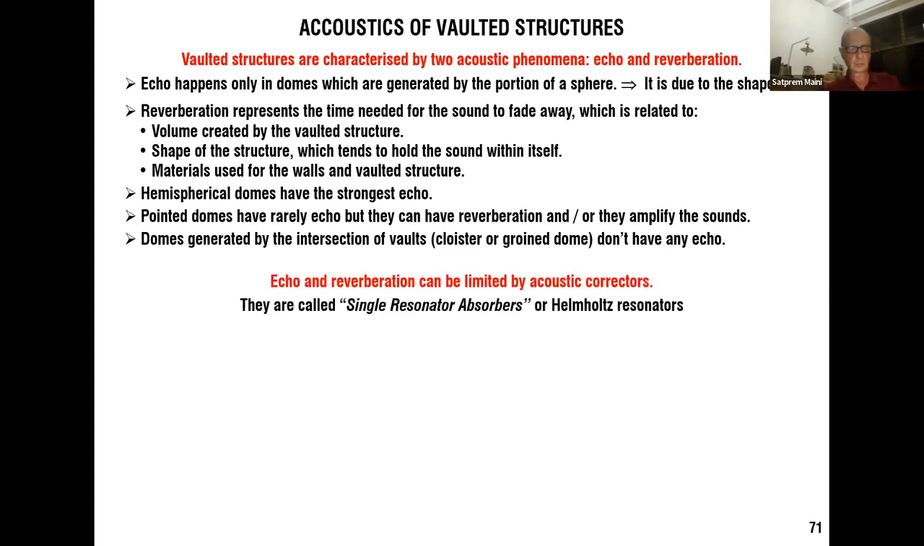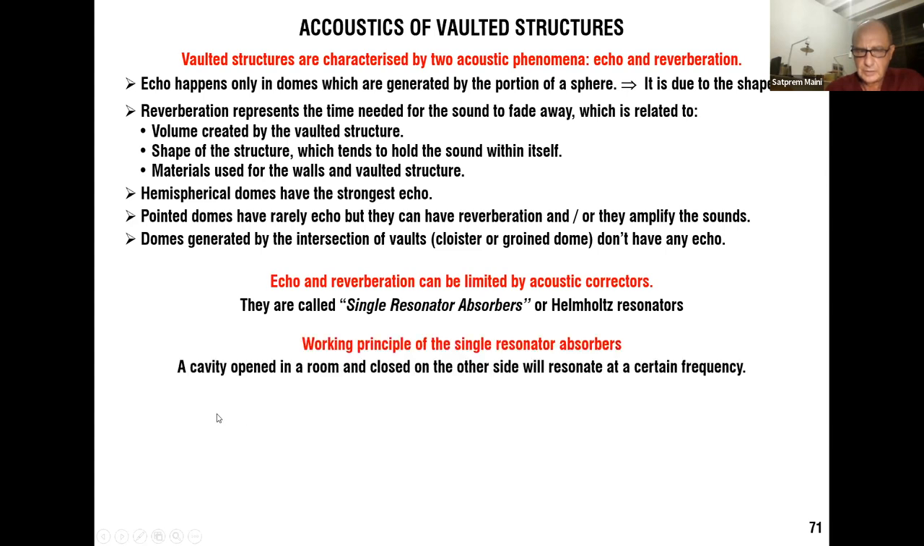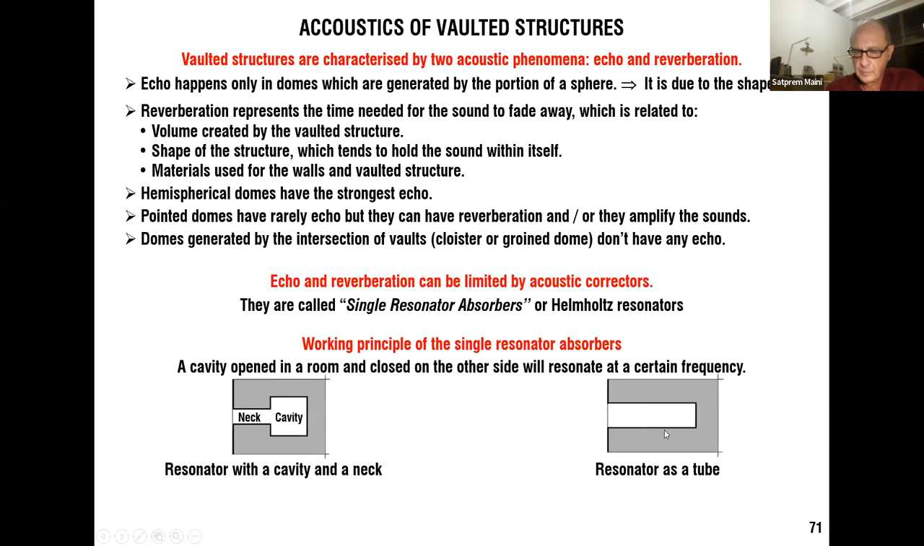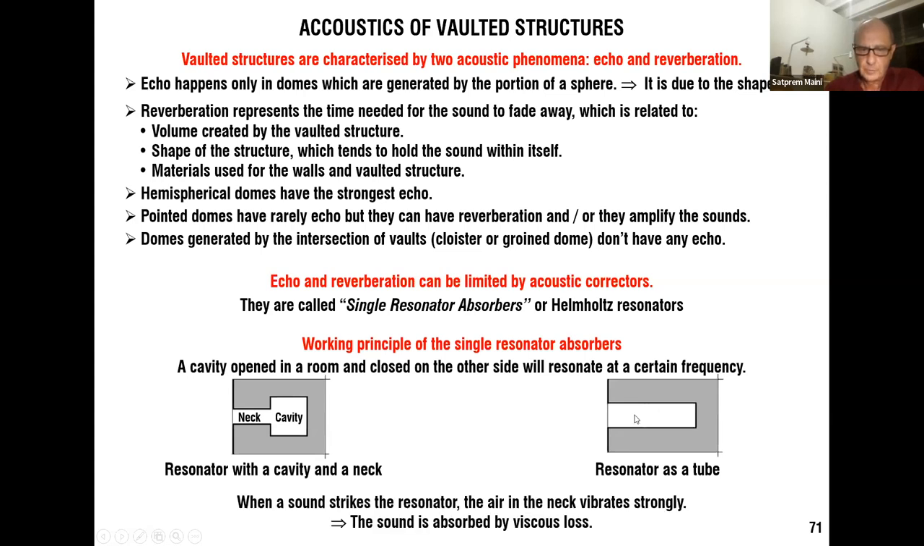So this acoustic problem can be resolved by what we call a Helmholtz resonator, or single resonator absorbers. The principle is that you have a cavity like this. You have the room here. In the masonry of the vault or the dome, you have a neck with a cavity behind. You can have a single tube. And there are some formulas, of course, to calculate the dimensions of this or that. And this can absorb the sound, and it neutralizes the echo and the reverberation. This is called absorption by viscous loss. I cannot detail it more, we don't have enough time now. I'm sorry.